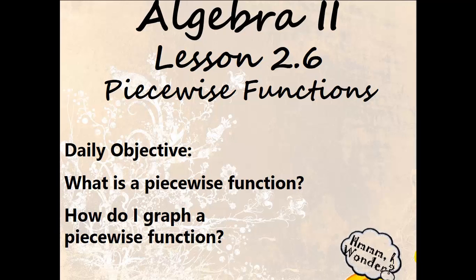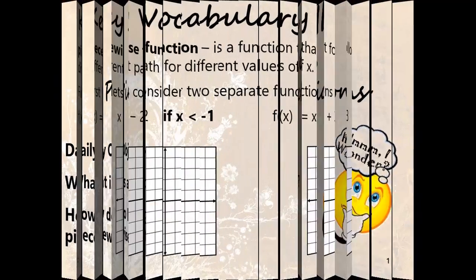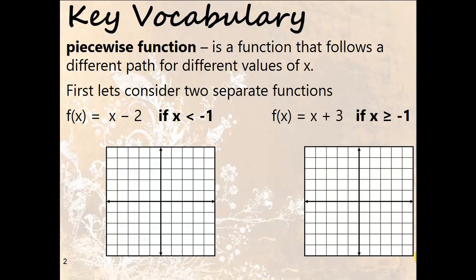So we're first going to ponder, I wonder, what is a piecewise function? How do I graph a piecewise function? I did absolute value before because it's easier to not think about it as a piecewise function and graph it than it is to think about it as piecewise. But it is. So here we go.